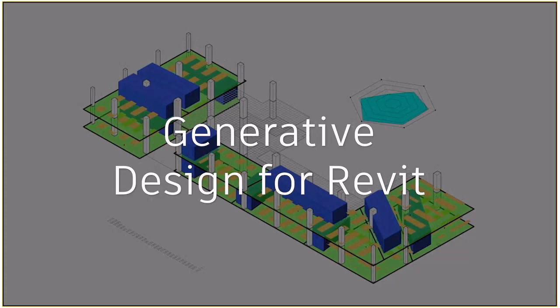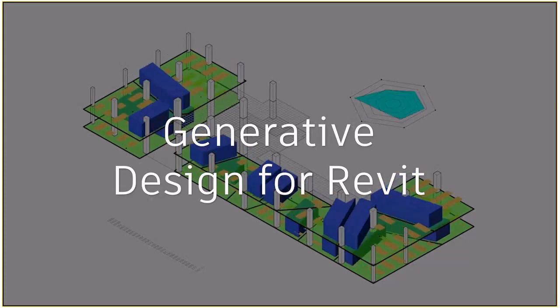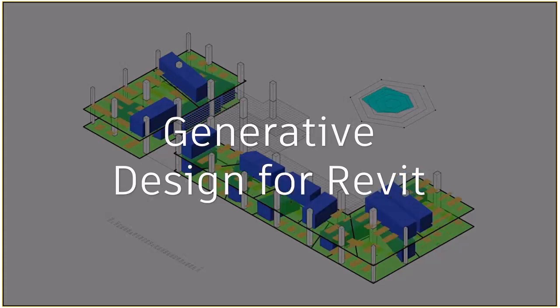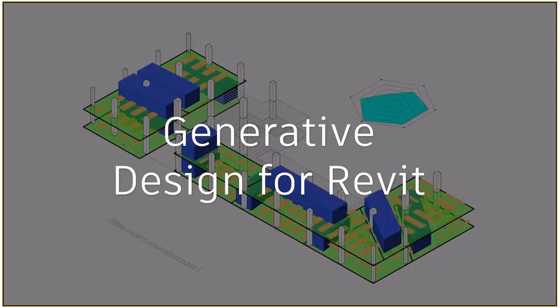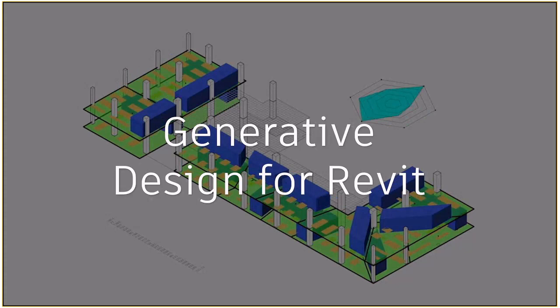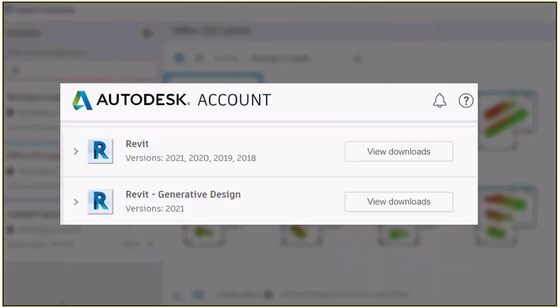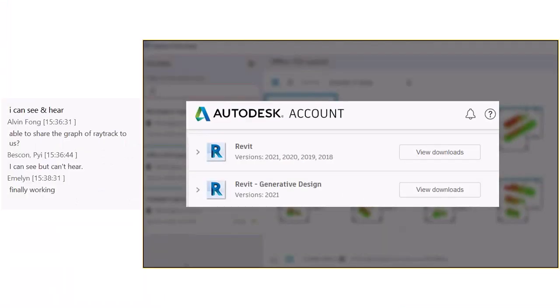If you're an existing customer of the AEC Collection, you will automatically see Revit and generative design in the current version, which is 2021. It's part of your entitlement as an Autodesk customer if you're using the AEC Collection. Whenever you install the Revit application, it is already installed with it in 2021.